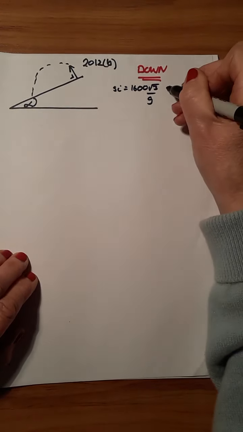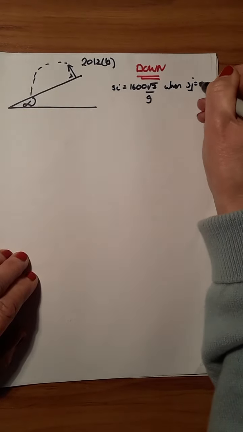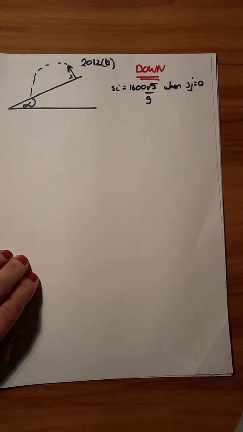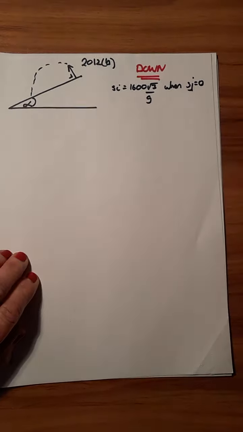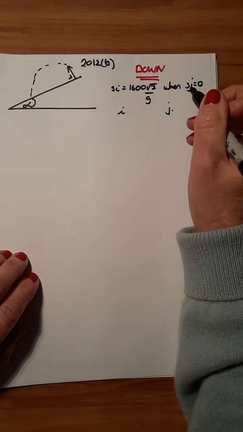And of course the range happens when the Sj equals 0. So I have the Si when the Sj is equal to 0. I've got to find the value of alpha first of all. Okay, so first things first, we'll set up a table. So I have my i and j components.